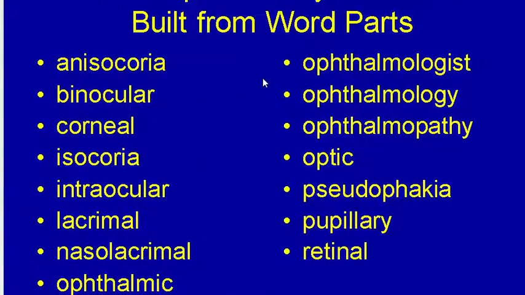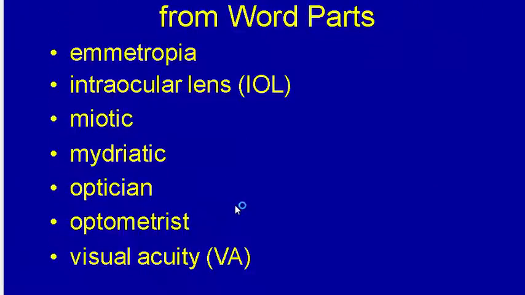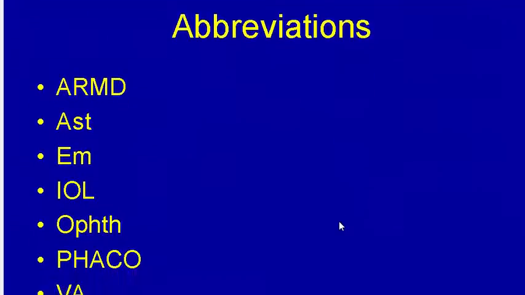Notice right here some of our complementary terms built from word parts. Things like binocular, bi meaning two, ocular, so binocular has like two eye openings. Some of these not built from word parts: mydriatic, miotic, optician, optometrist. Those are all going to be things related to the eye as well.